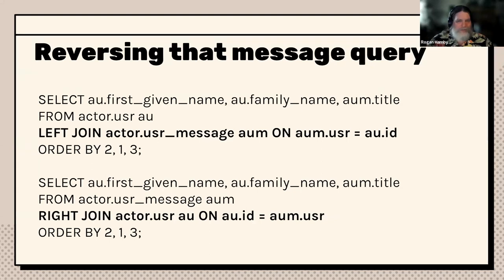So let's reverse that message query a little bit. At the top, I have the left join version again. At the bottom, I've just flipped it to have the exact same effect, but using a right join. Again, we want the message to be nullable. So now the message is on the right-hand side. If you took these two and ran them side by side, you'd get the exact same results. So that's all a left versus a right join is. Which side is nullable?